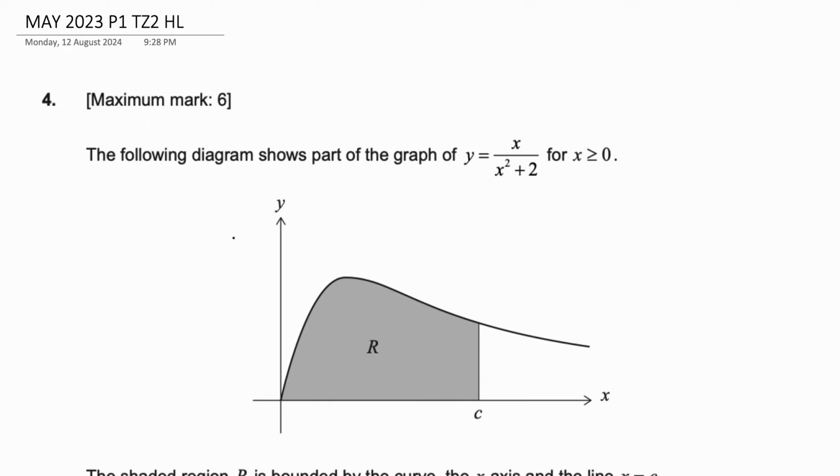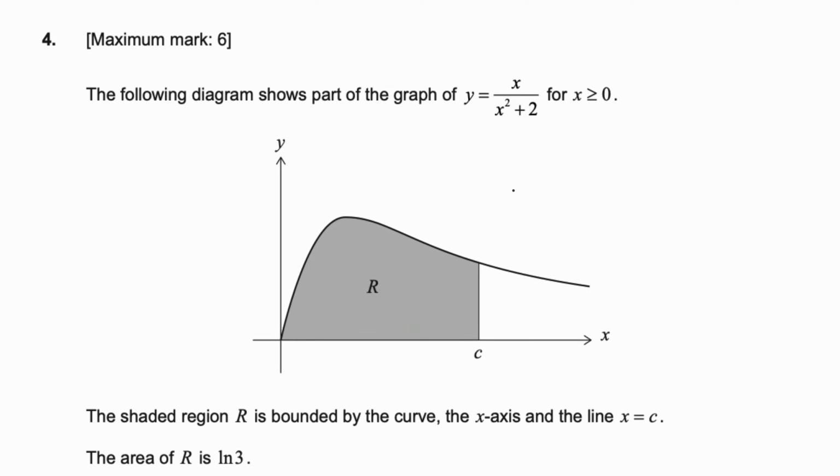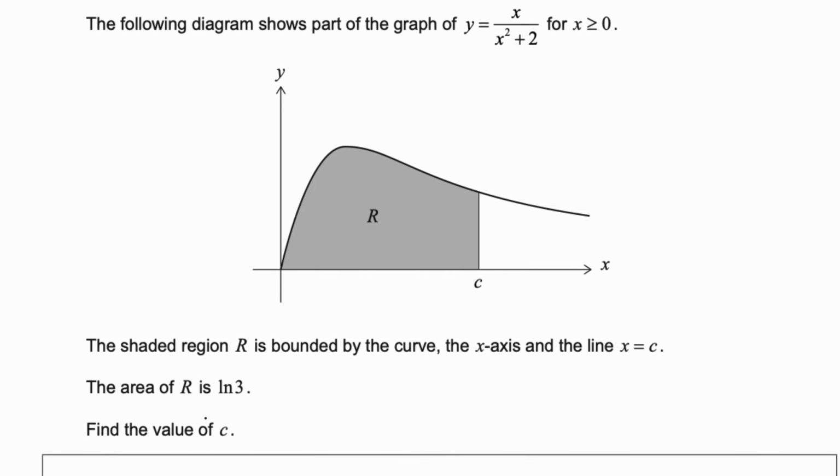Today we're going to be solving a problem from the IB Mathematics AHL examination. This is from the May 2023 session and it's worth 6 marks. Let's get started. The following diagram shows part of the graph of y is equal to x over x squared plus 2 for x is greater than or equal to 0. The shaded region R is bounded by the curve, the x-axis, and the line x is equal to c. The area of R is ln3. Find the value of c.